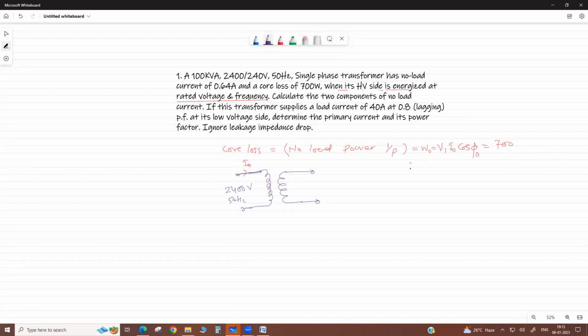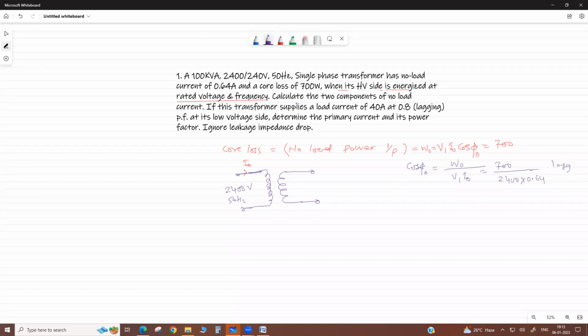Now from this you calculate cos phi naught equals W naught by V1 I naught. So you put 700 divided by 2400 into the no load current, 0.64, I naught. This is a lagging power factor, very low. So it will give cos phi naught, then phi naught you can calculate, then sin phi naught.